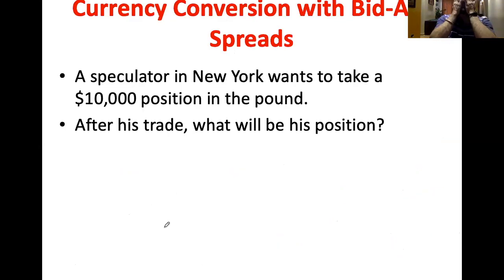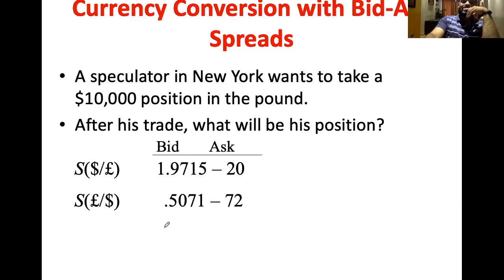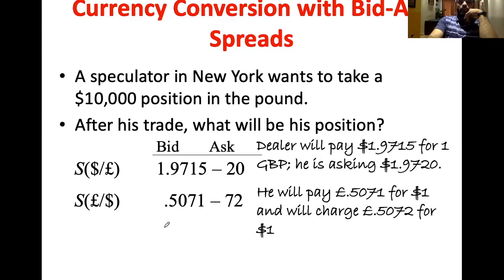Now, let's move on to more calculations. So that's a more practical example of using currencies. A speculator, an investor in New York, wants to take a $10,000 position in pounds. Which means someone who has $10,000 in US currency and wants to convert into pounds, right? After his trade, what will be his position? So this is the value of a currency, bid and ask. Can you calculate for me and tell me how much it will be? If you want to convert this $10,000 into pounds, what will be the value?